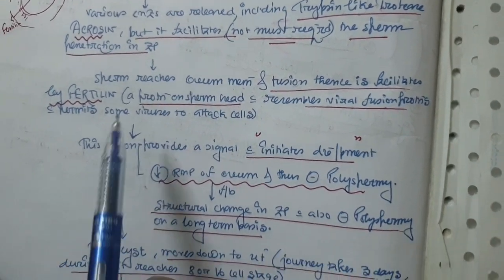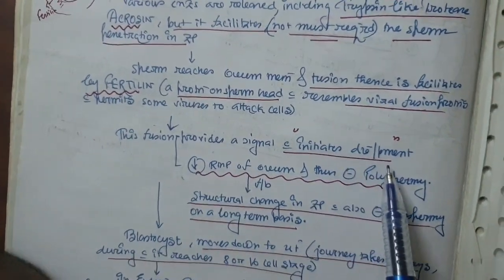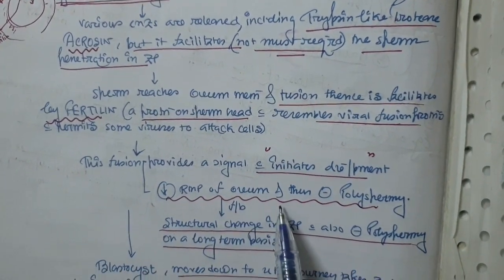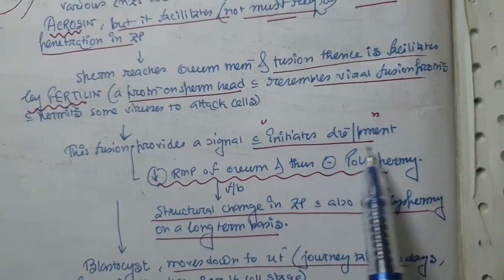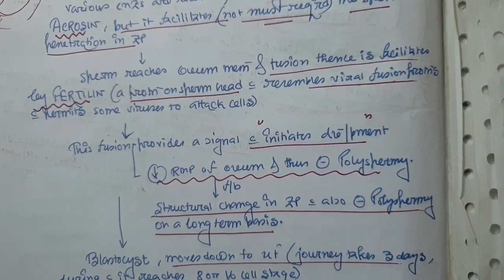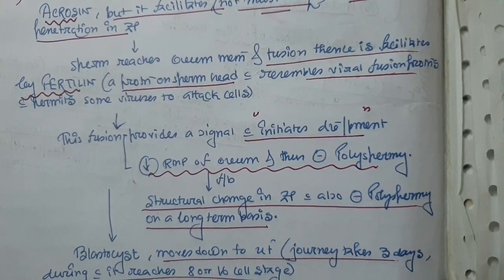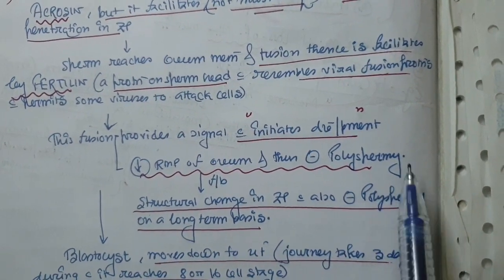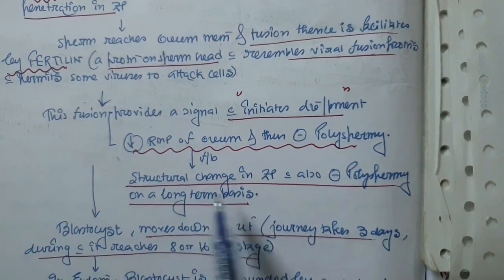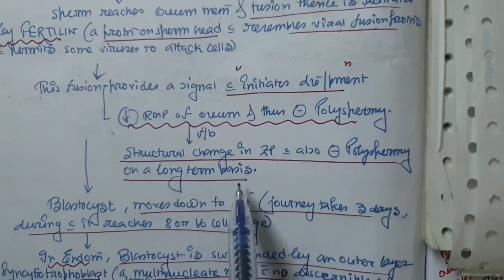Now this fusion between the sperm and the ovum membrane provides a signal which initiates development and decreases the resting membrane potential of the ovum, and thus inhibits polyspermy. Polyspermy means more than one sperm penetrating a single ovum; not more than one sperm can be allowed to penetrate a single ovum. So it inhibits polyspermy. This is followed by structural changes in the zona pellucida which also inhibit polyspermy on a long-term basis.